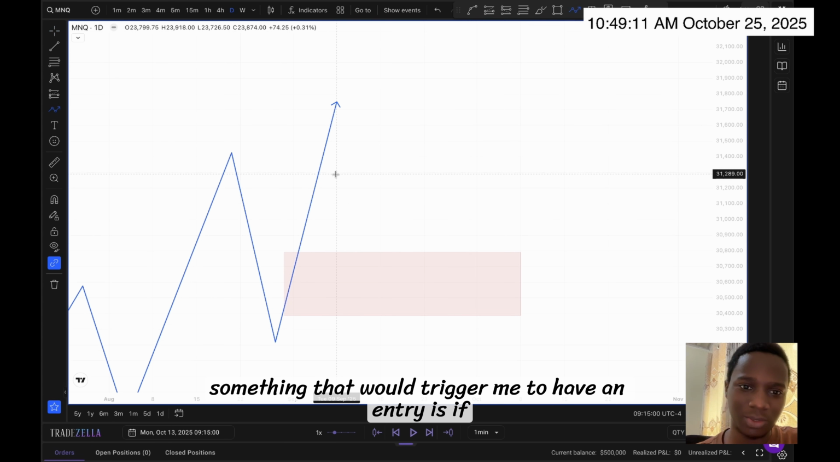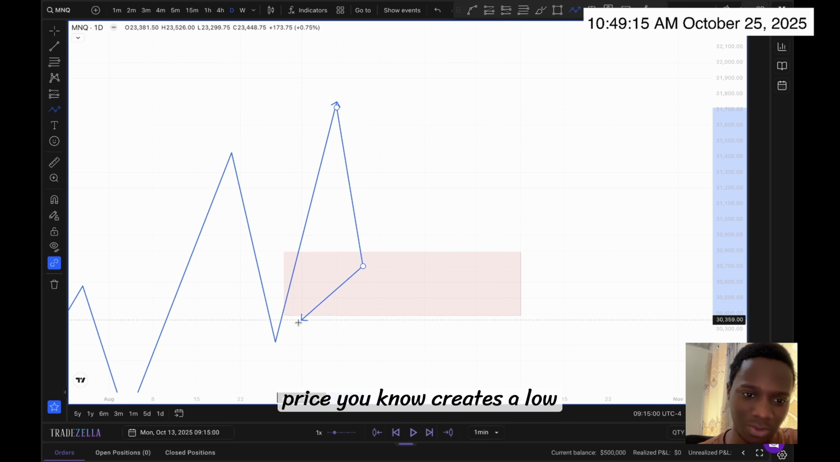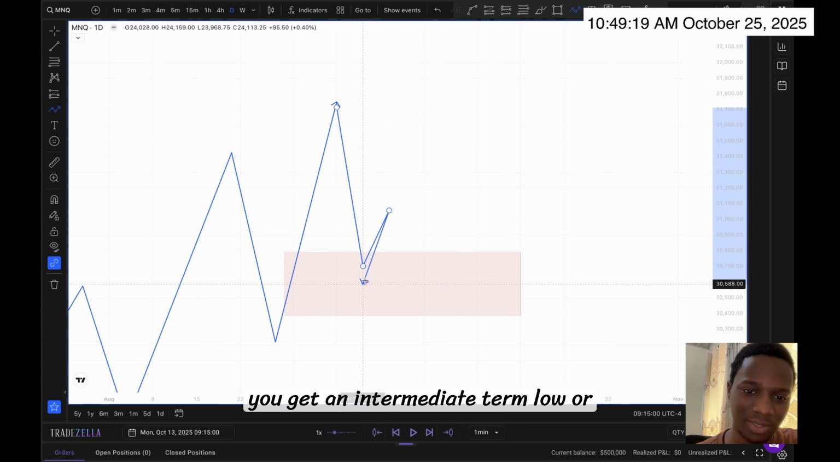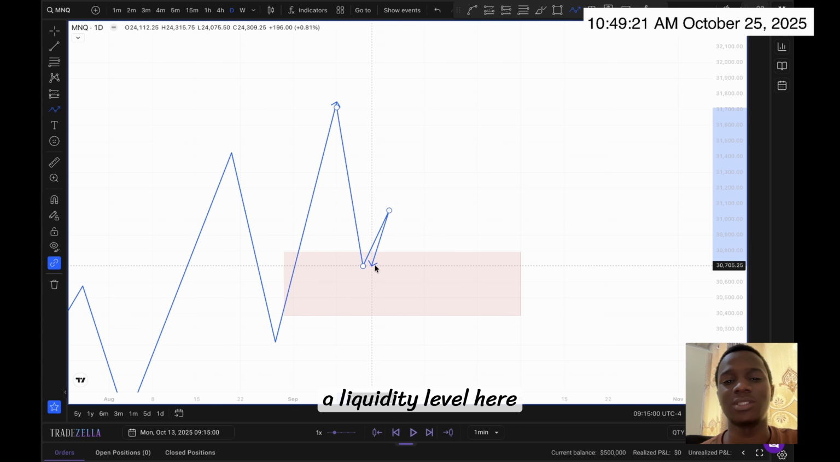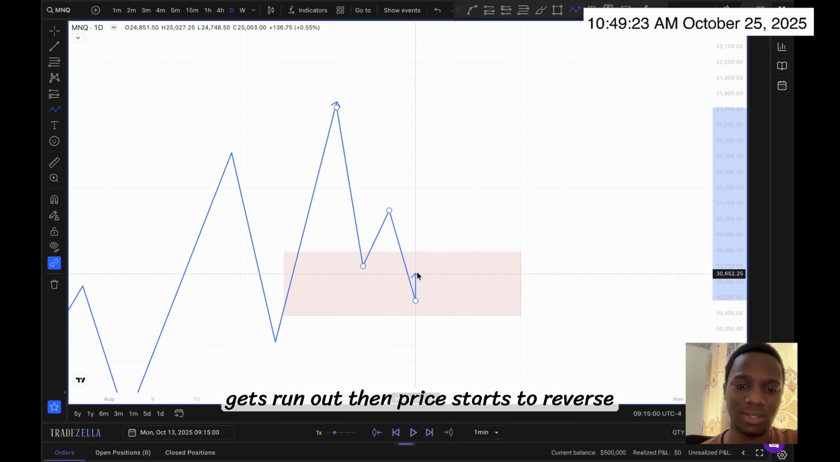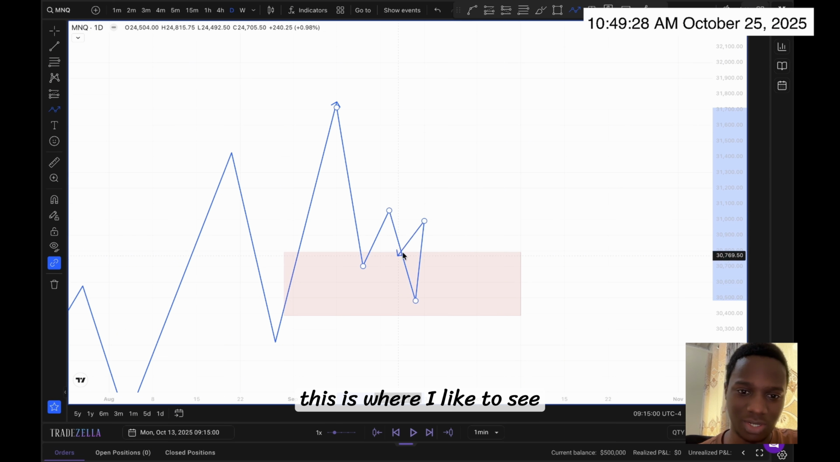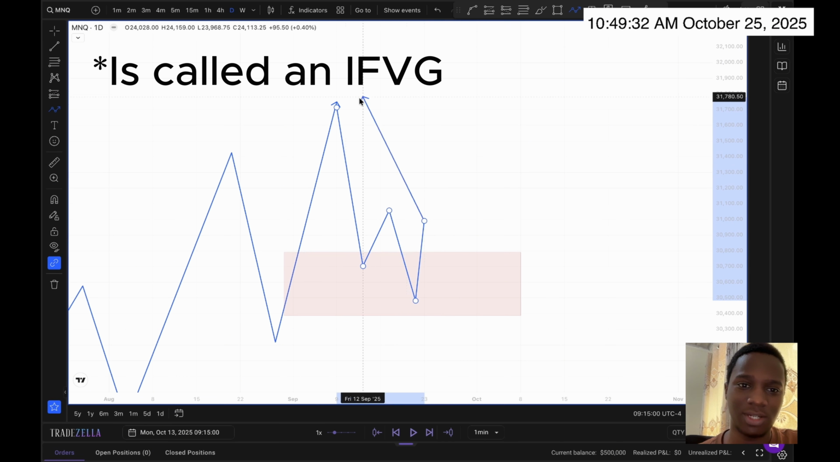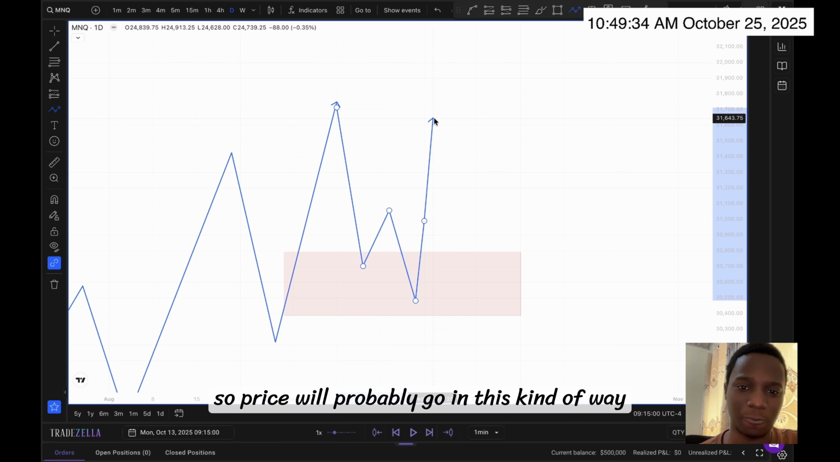Something that will trigger me to have an entry is if price creates a low. This one's also possible to be run out, but if you get an intermediate term low or a liquidity level here gets run out, then price starts to reverse. This is where I like to see what I call an inversion fair value gap, and I will target this as my buy side. So price will probably go in this kind of way, something like this.